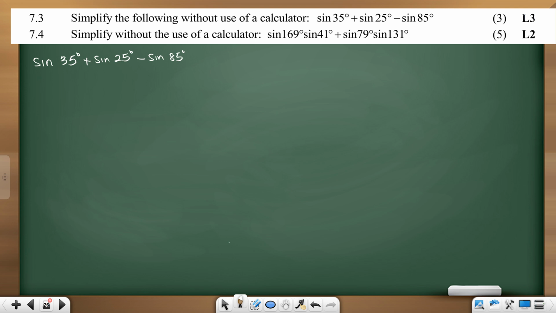Okay, I'm looking for a special angle. Start thinking, what are your special angles? 30, 45, and I want to get 35 from a special angle. 30, I'm already there. What do you notice? 35 is what? 30 plus 5. What is 25? 30 minus 5.